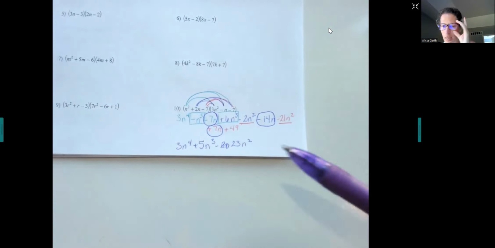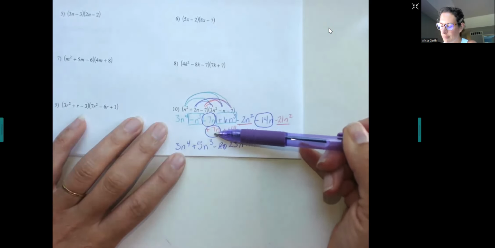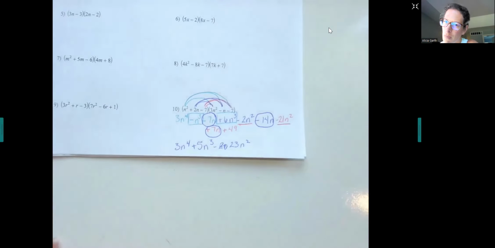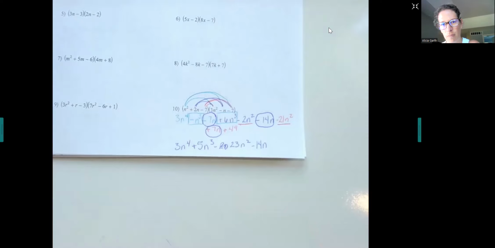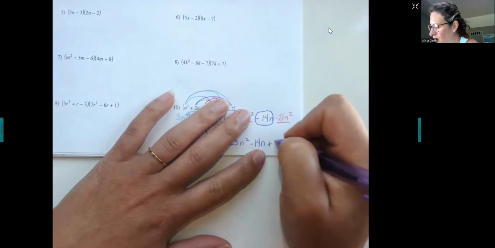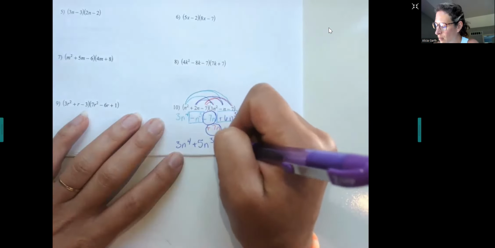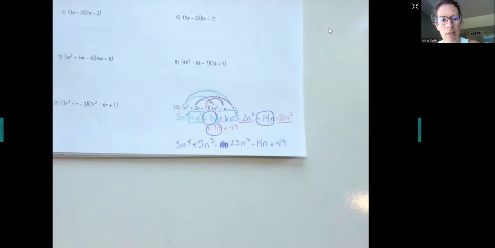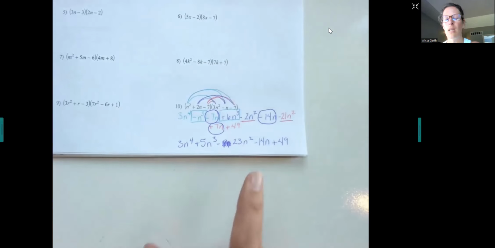Then n, I have a negative 7 plus 7, that's a 0, minus 14. So it just becomes minus 14n. And then 49 is the only one without an n. We can't add or subtract or do anything else because nothing is exactly the same. I have an n to the fourth, n cubed, n squared, n, and the constant. So that's as far as you can go.